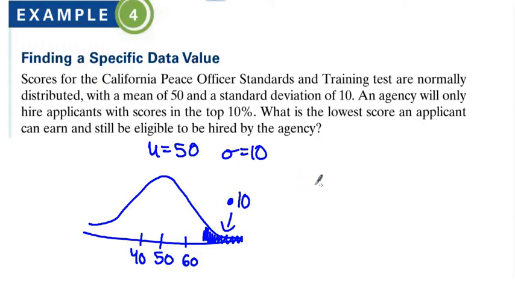agency? Okay, so we want to get a specific value here, and you could do this, in fact you're going to have to do this using inverse norm, but you don't necessarily have to deal with z-scores here, and I'll show you why.